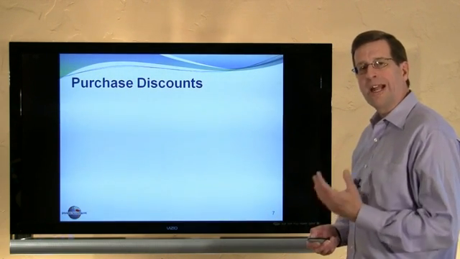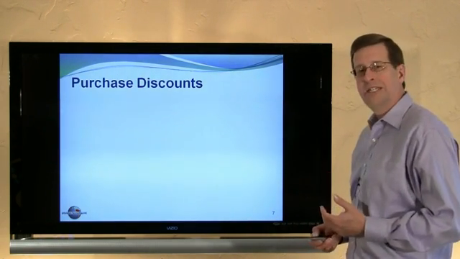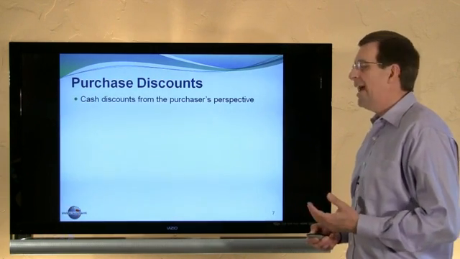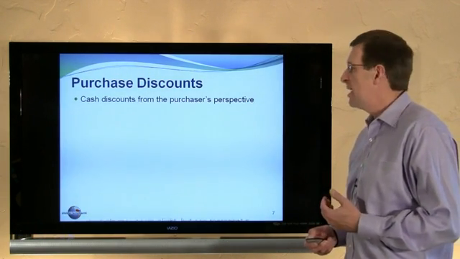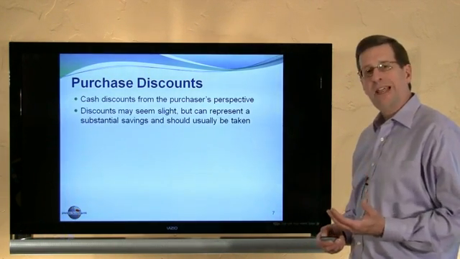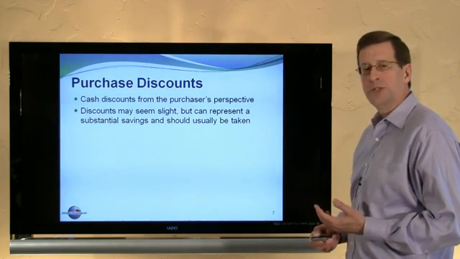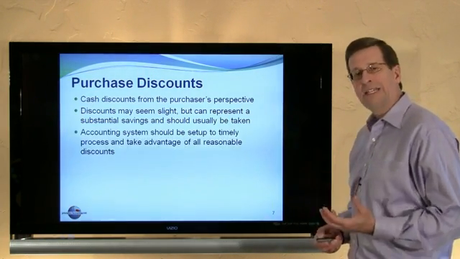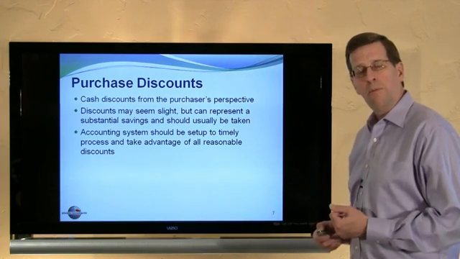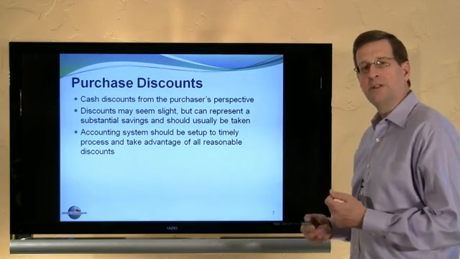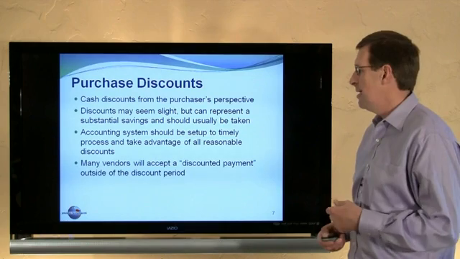Another item that's subtracted in calculating net purchases are purchase discounts. This would describe the cash discounts from the purchaser's perspective. We're buying goods, they may be slight discounts, but it's good business practice to take those discounts. It represents substantial savings over time. Our accounting system needs to be sufficiently robust to allow us to identify discounts and be sure to pay on time to take those discounts.